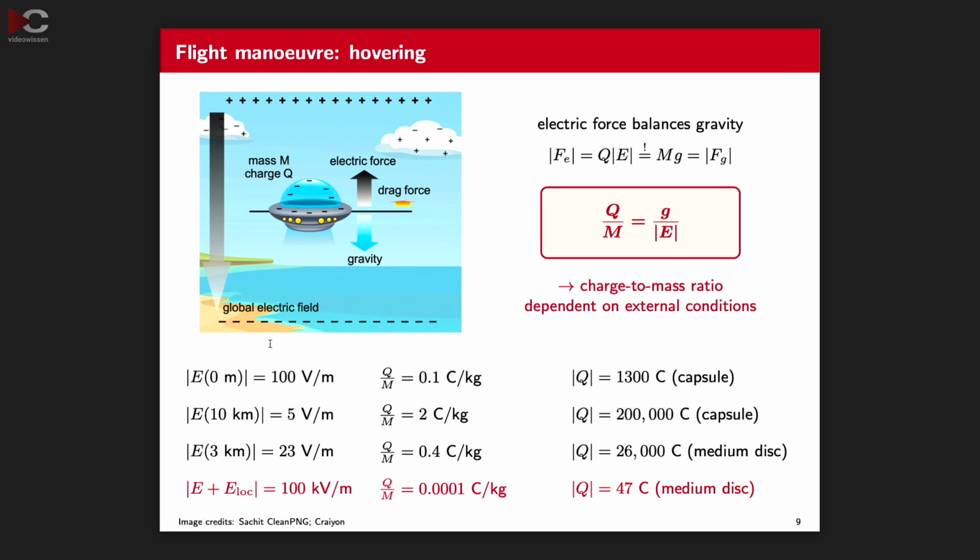But now let's take into account the local electrical fields, which can be up to 100 kilovolts per meter. Then our Q over M ratio decreases by orders of magnitude. And we end up, even for the medium-sized disk, with a charge that we have to put onto this UFO of 47 coulombs to make it hover. And this now is again possible, or it seems at least more likely than just taking the global electric field, because there the charges definitely seem to be very, very high, and it gets more and more difficult to find material which can actually take that much charge.